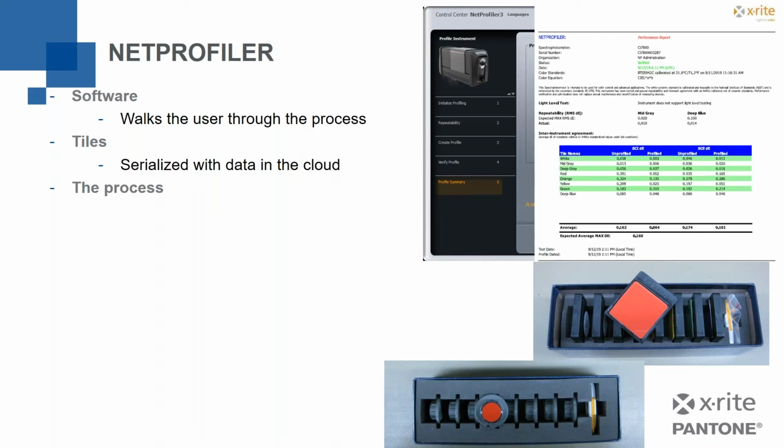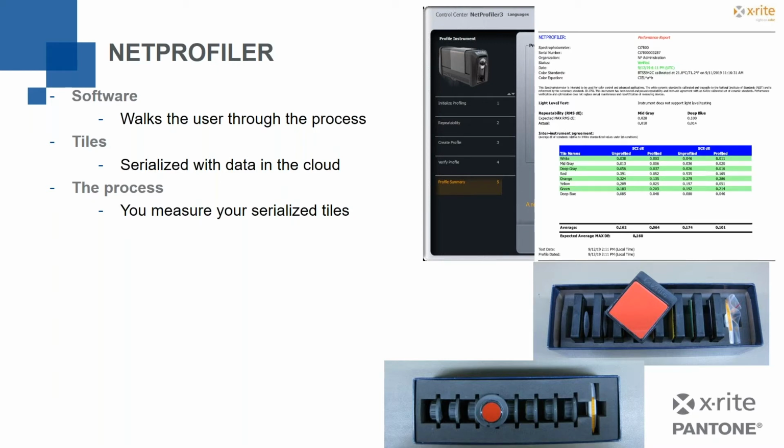So let's look at the process. So you connect your instrument, you tell it the serial number of your tiles, you measure your serialized tiles. Some of the tiles you're going to measure multiple times. It does some short-term repeatability, for example. You'll notice on the report up here, it says for the mid-gray and the deep blue, the expected max DE, that's measuring each of those tiles. It measures them 40 times in a row to see if there's any drift within the instrument short-term, okay?